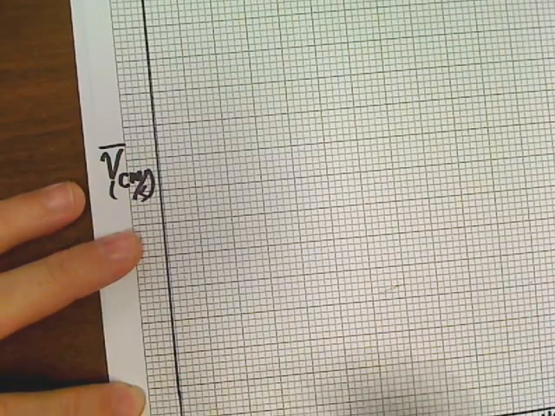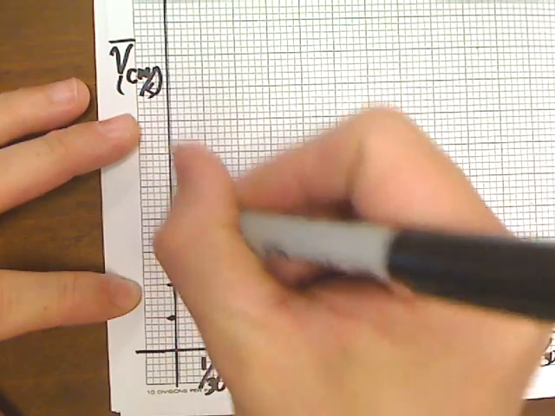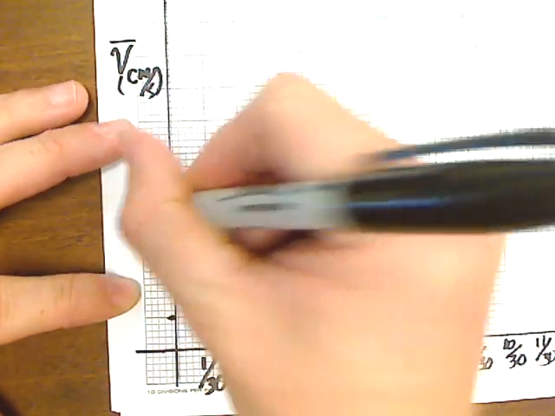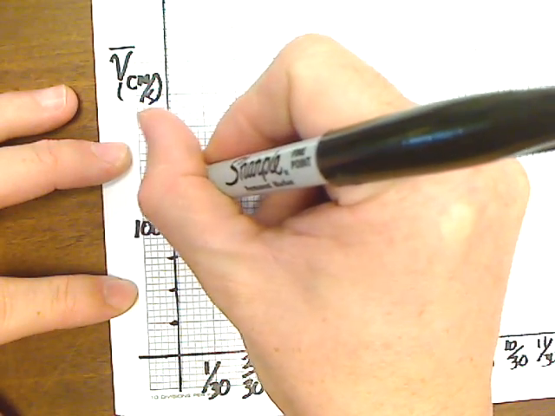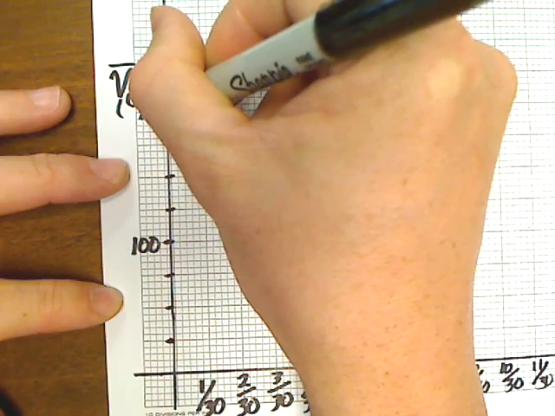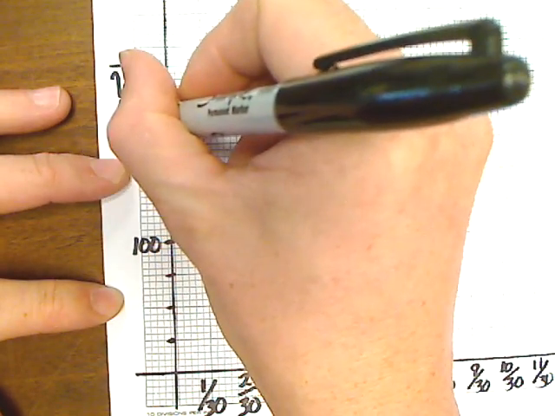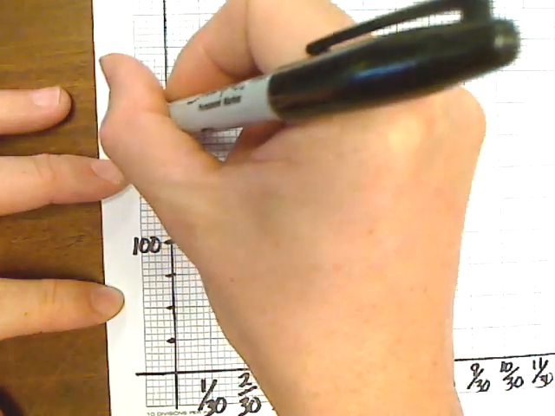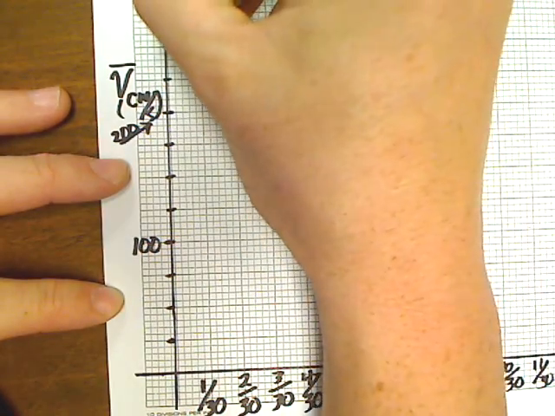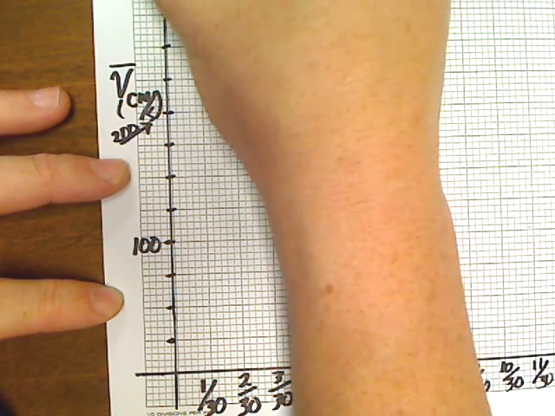25, so 5 lines up, 25, 50, 75, 100. So there's 100. And then 5 more lines up, 125, 150, 175. And of course, 200 is slapped right in the way. 200 right here, 225, 250, 275. So there's 300.